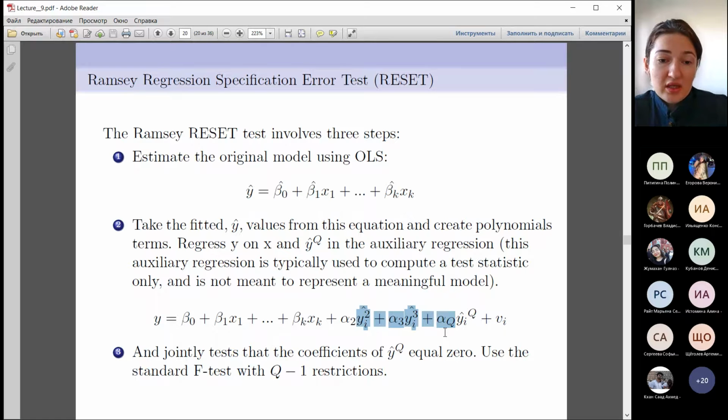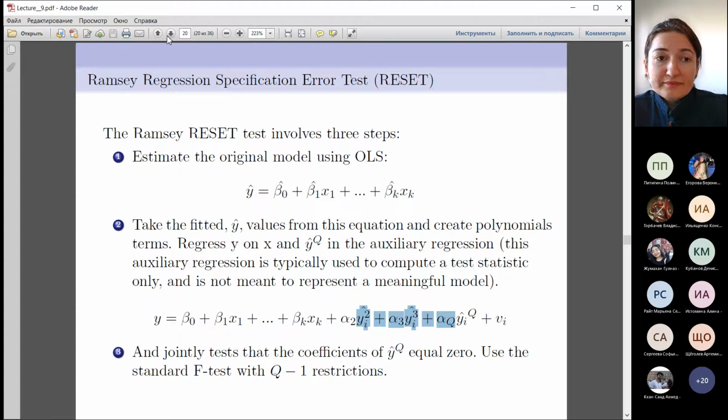After the second step, we jointly test whether the coefficients of these polynomials equal 0. For this purpose, we can use the joint test and the F statistic. You remember how we can run a test about the joint significance of some variables, and why we should use the F-test here. And that's all.